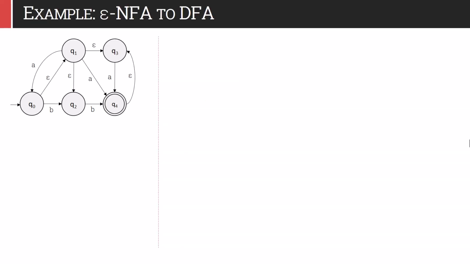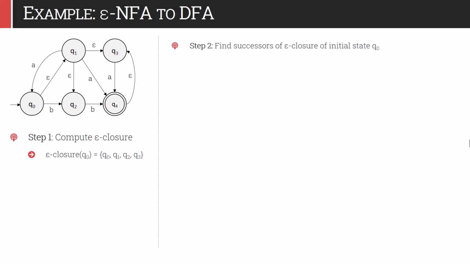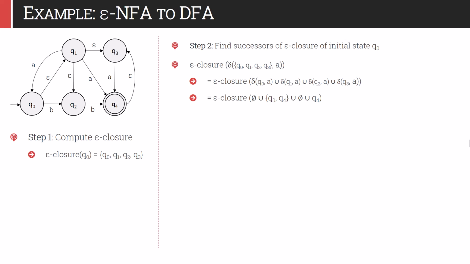So the first step is to compute the epsilon closure of the initial state. The epsilon closure of Q0 is Q0, Q1, Q2, Q3. Next, we need to find the successor of the epsilon closure of Q0. So we will do the epsilon closure of delta Q0, Q1, Q2, Q3 on input alphabet A. That is nothing but the union of all four transition functions: delta Q0 on A, delta Q1 on A, delta Q2 on A, and delta Q3 on A. From the transition table, we can see there is no transition from state Q0 on input A.